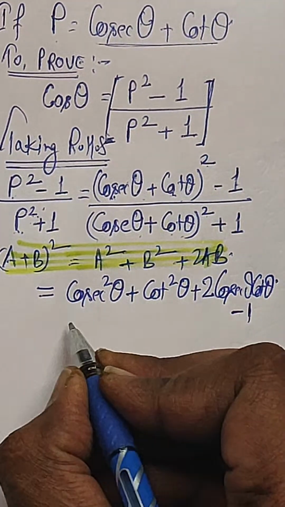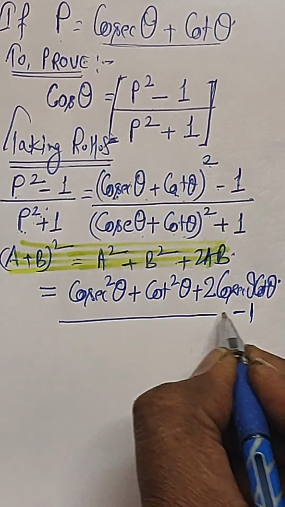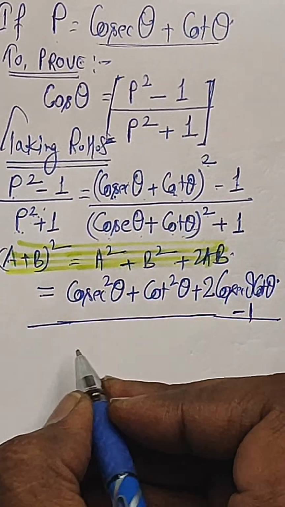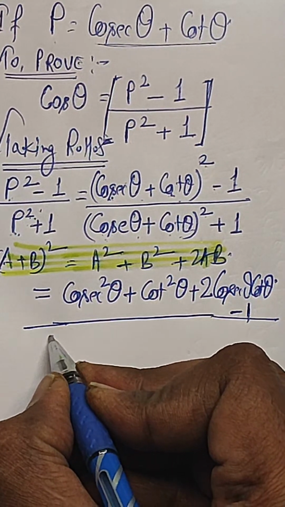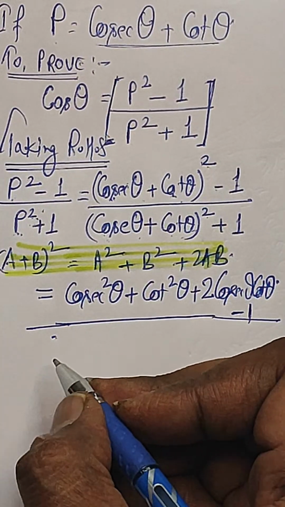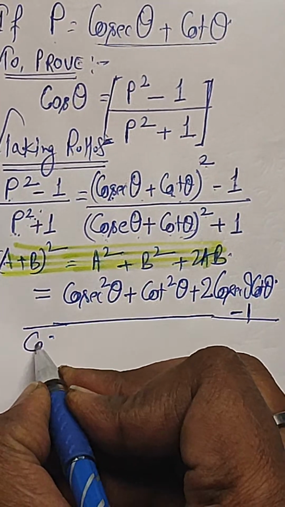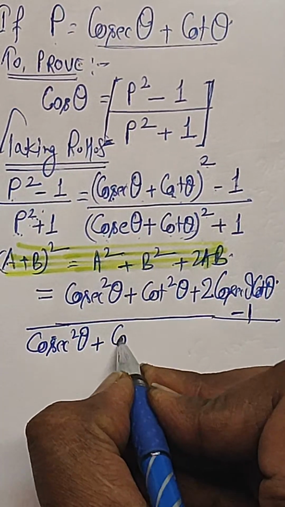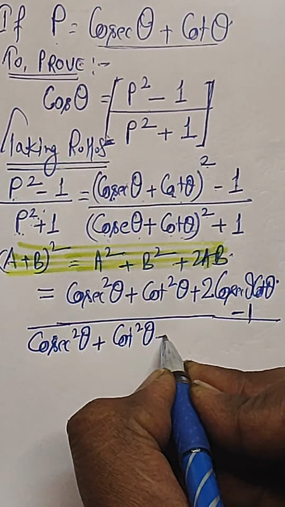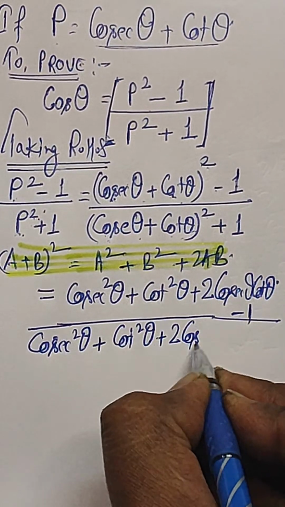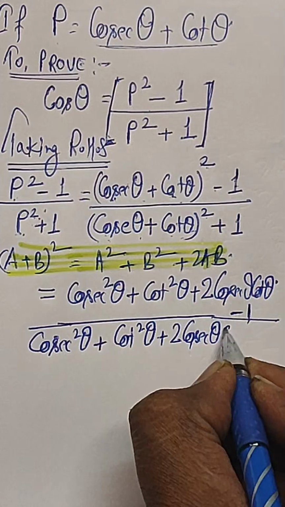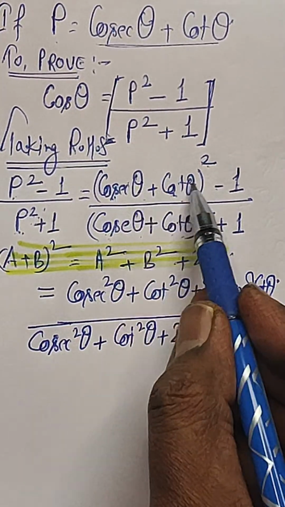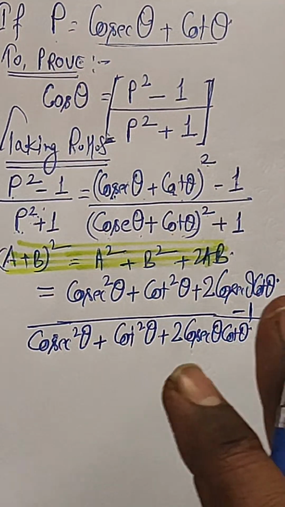Whole divided by, again into the denominator, a plus b whole square. So it will become cosec square theta plus cot square theta plus 2 cosec theta cot theta. I'm not doing anything special, I'm simply expanding it in the form of a plus b whole square, my dear friend. Nothing more than this.